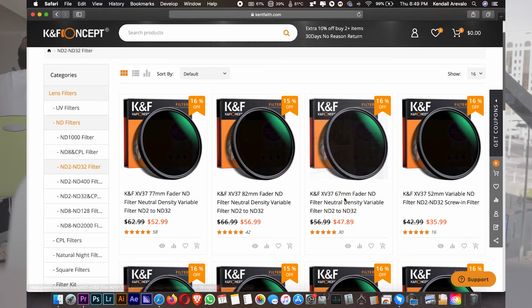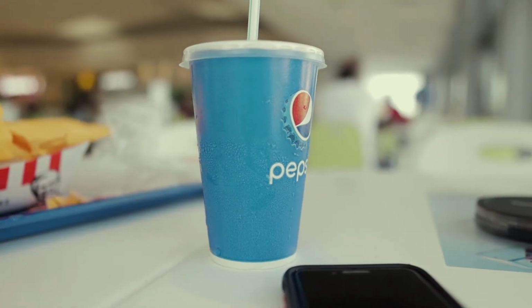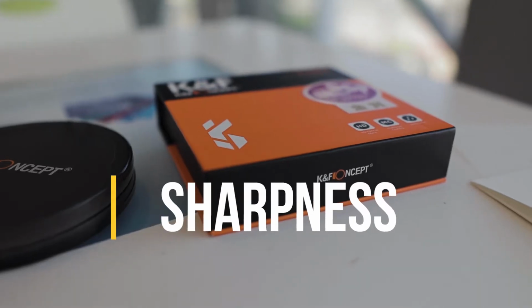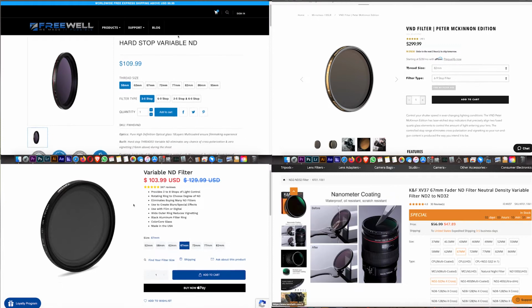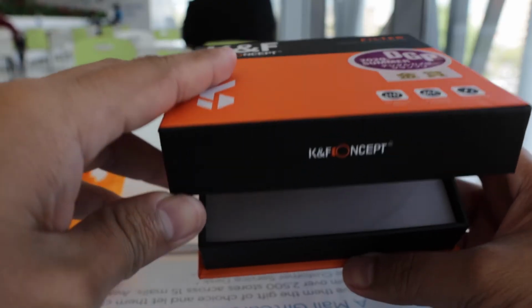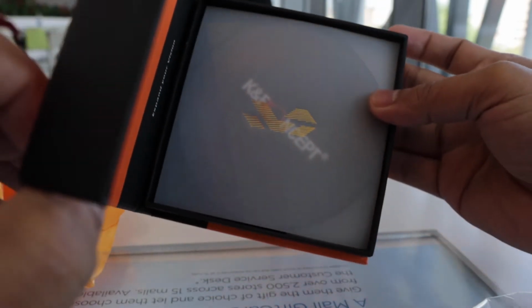There are some particular things to consider when you're buying ND filters. First is the color cast. Second is the vignetting. And the last is sharpness. So here is a comparison of the ND filters that you can get in the market with the same quality. Note that this video is not sponsored by K&F Concept. I just spent my own money on this filter.